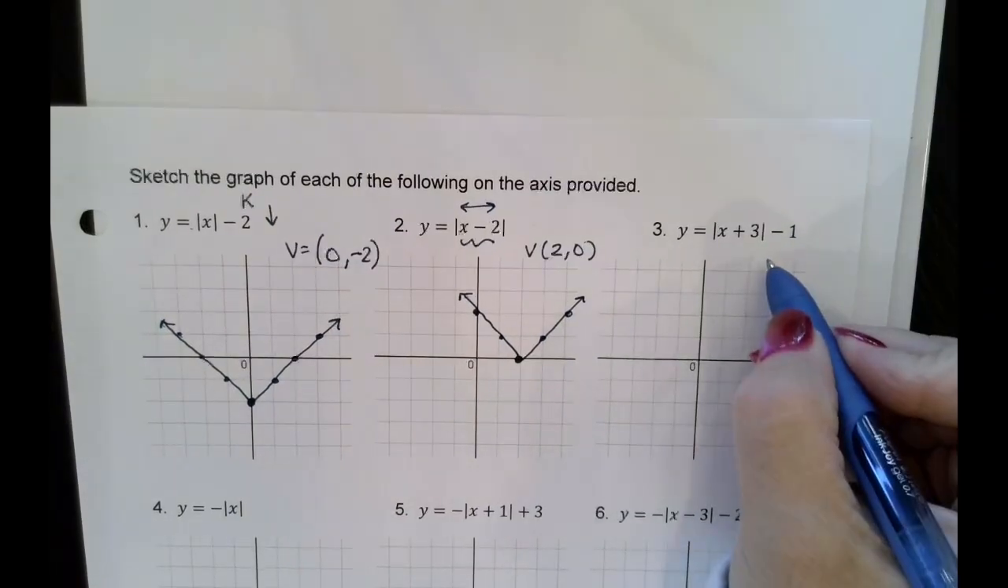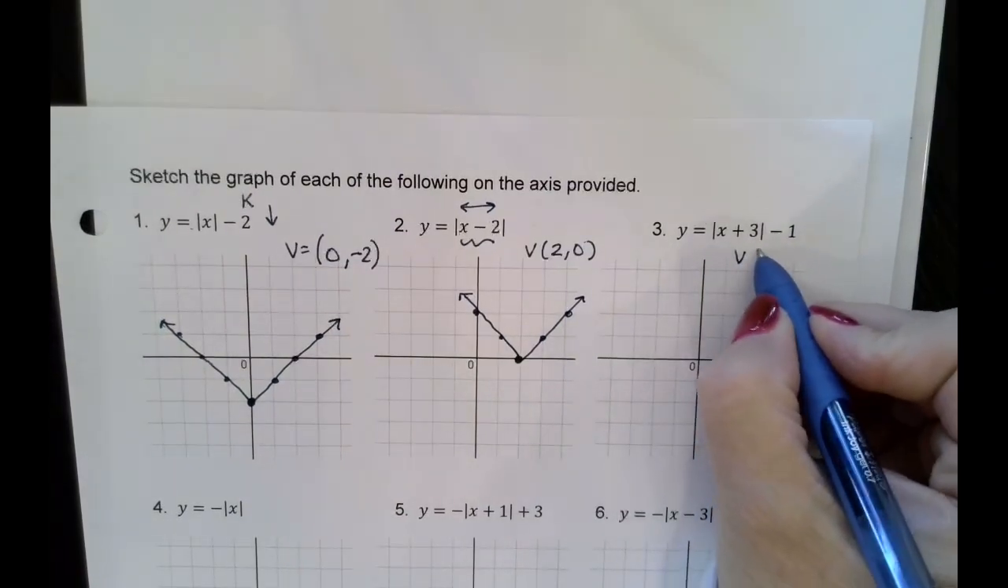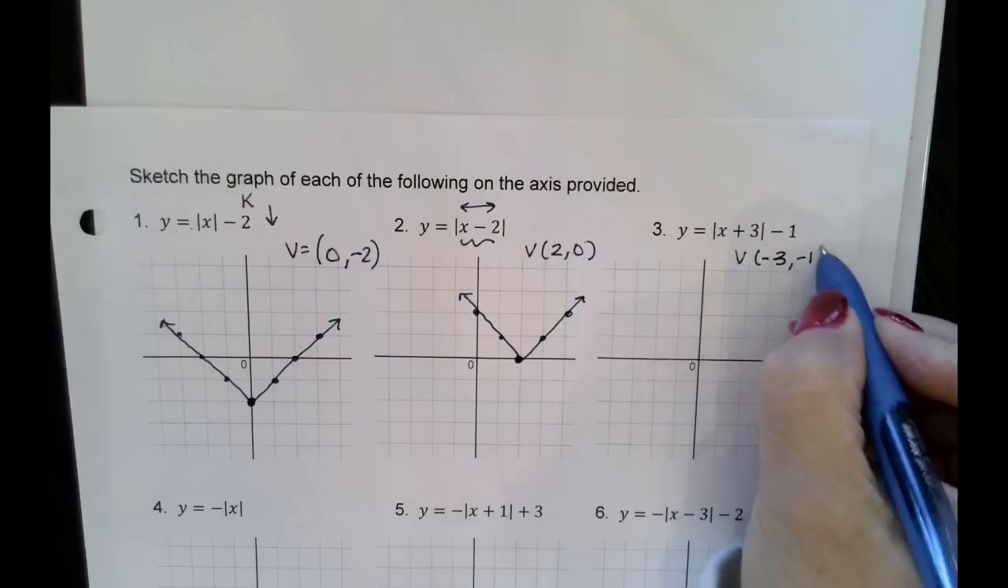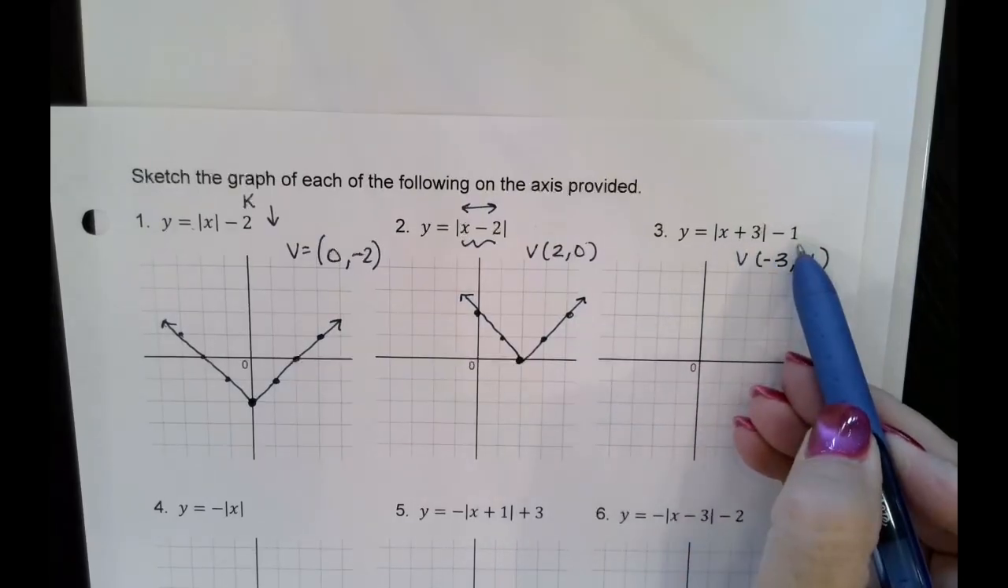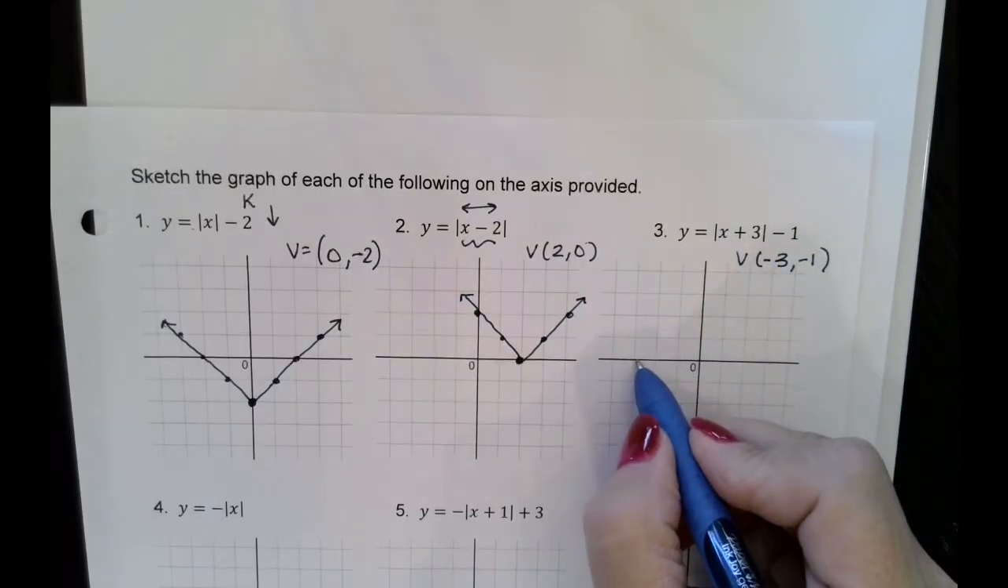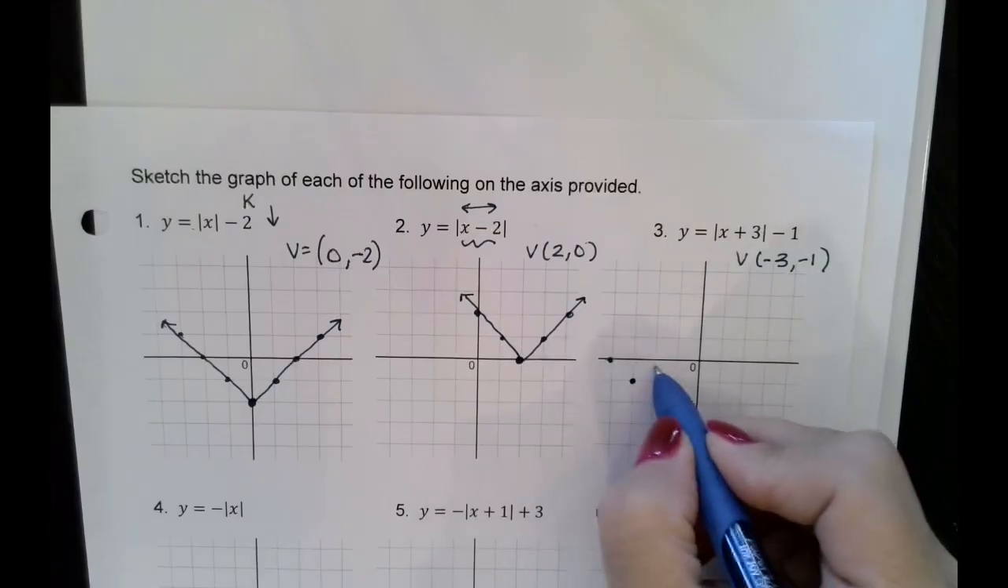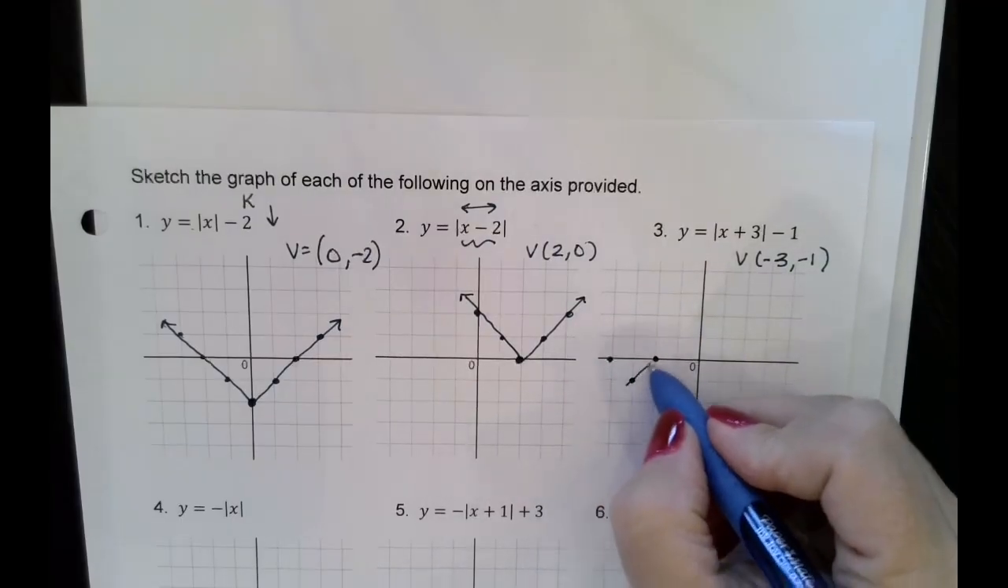All right, here we go. We've got one where we have both. So my vertex becomes -3, -1. Opposite, exactly what we think. So I'm going to go over 3 and down 1. And then my slope on this guy is still 1. Nothing here is changing.